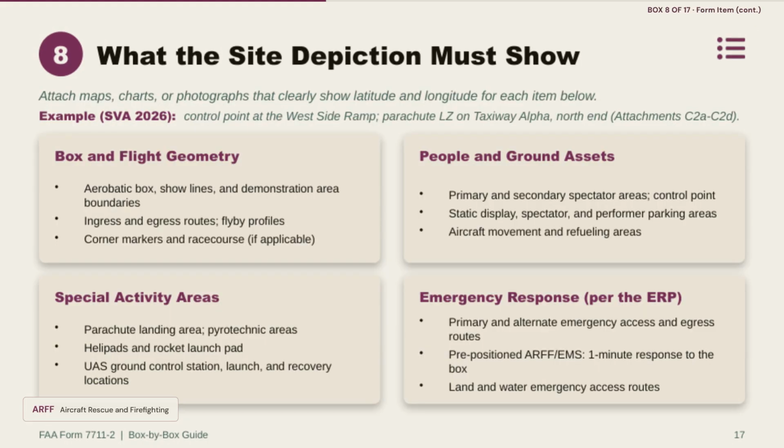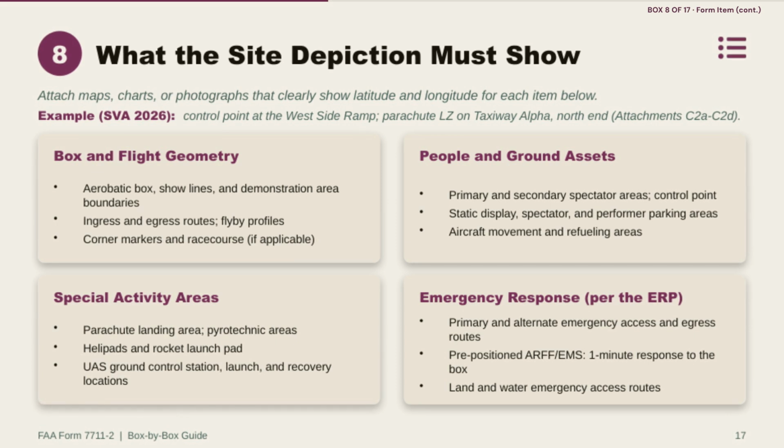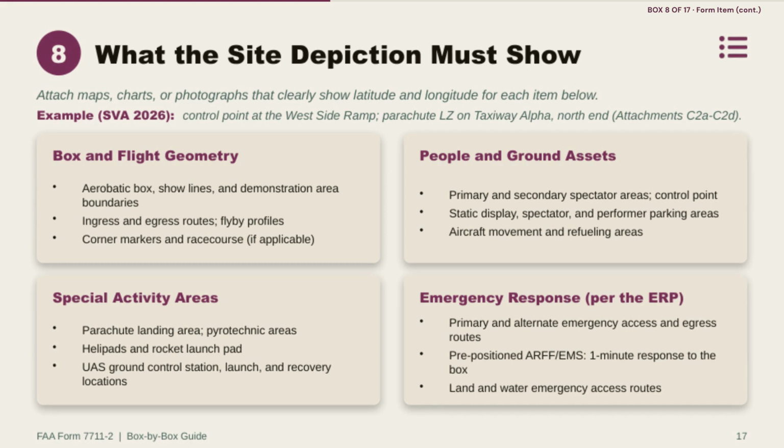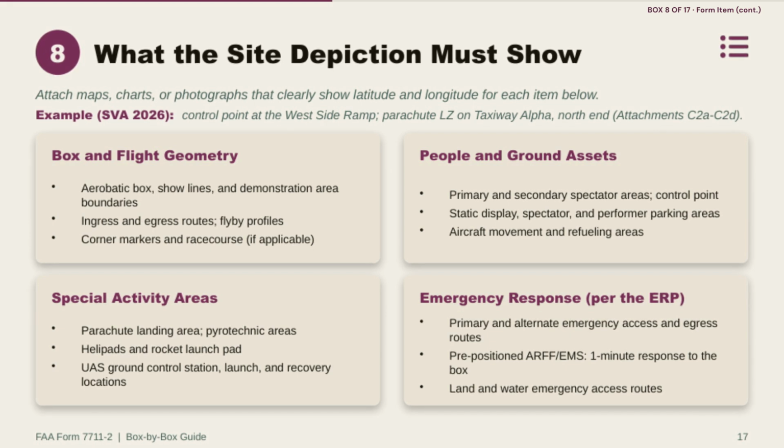Item 8 continues with a checklist of exactly what your site depiction has to show, and every single item on this list needs latitude and longitude, not just a rough sketch. There are 4 categories, starting with box and flight geometry: the aerobatic box itself, show lines, demonstration area boundaries, ingress and egress routes, flyby profiles, and corner markers if you're running a race course.